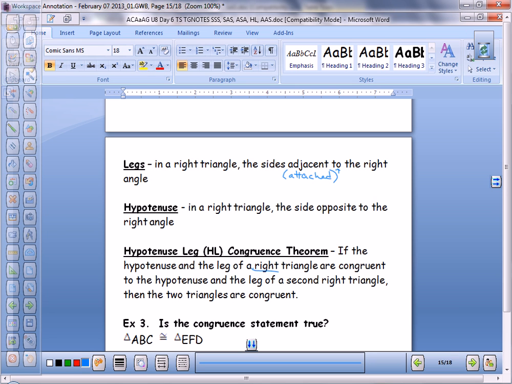All right. So let's finish up the one we are going to talk about today, which is the hypotenuse leg.